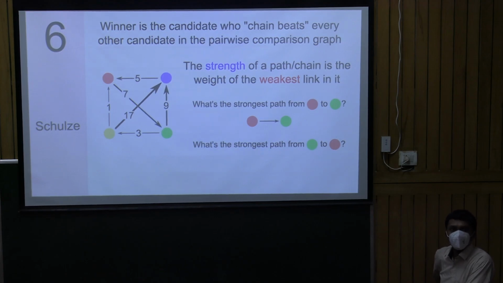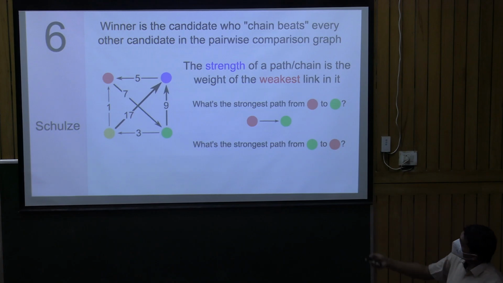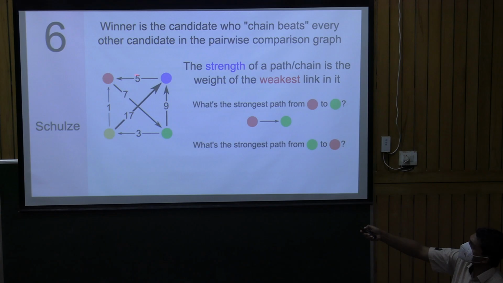Okay, Saurav. Green to blue, green to purple. Green? Green to blue. And then? To red, right? So this path here has a minimum, the weakest link, of 5, right?